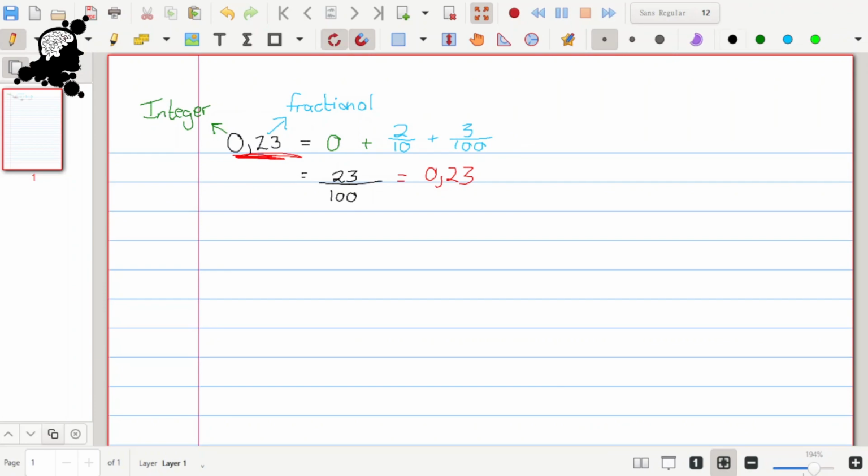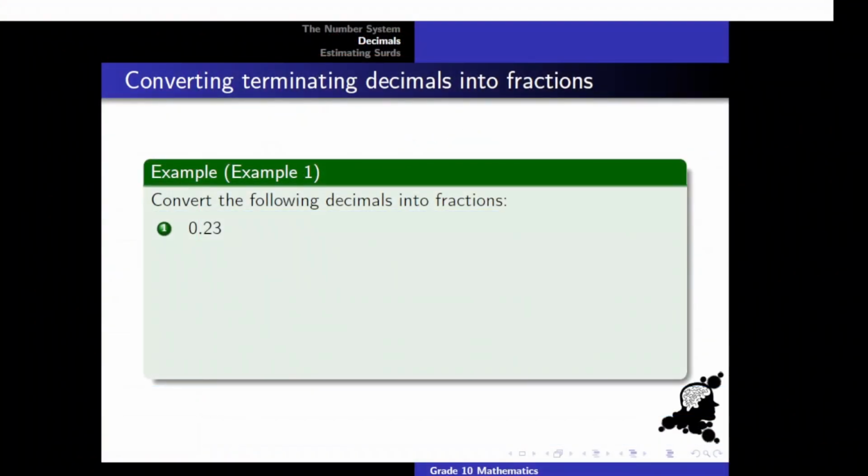So in other words, what are we saying? We are saying 0,23 as a fraction is 23 over 100. This is a rational number. Why? Because 23 is an integer, 100 is an integer. We are able to write a numerator and a denominator with integers. Therefore, we are done. Life is great. 0,23 is 23 over 100 as a fraction, ladies and gentlemen. I love this. Let's move on to the next example.